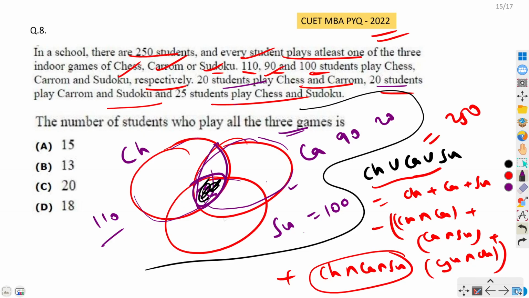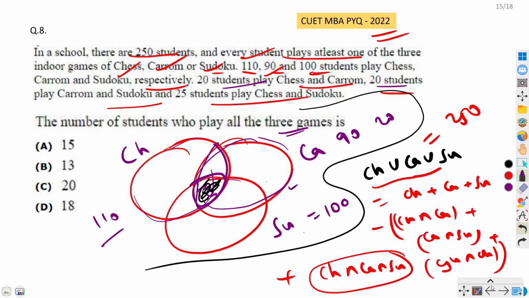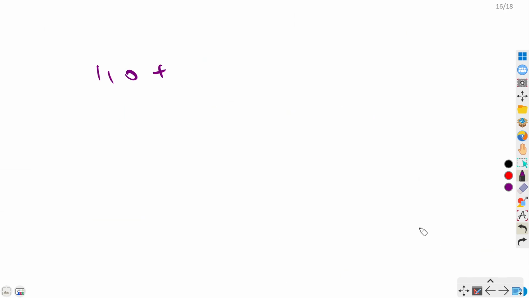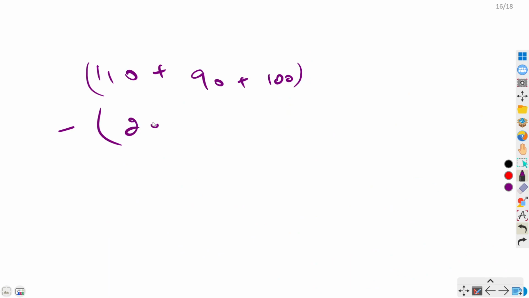Okay, I think we will have to go to the next page. 110 plus carom is 90, Sudoku is 100, minus the two-set commons: 20, 20, 25. Now the three-set common would be added.